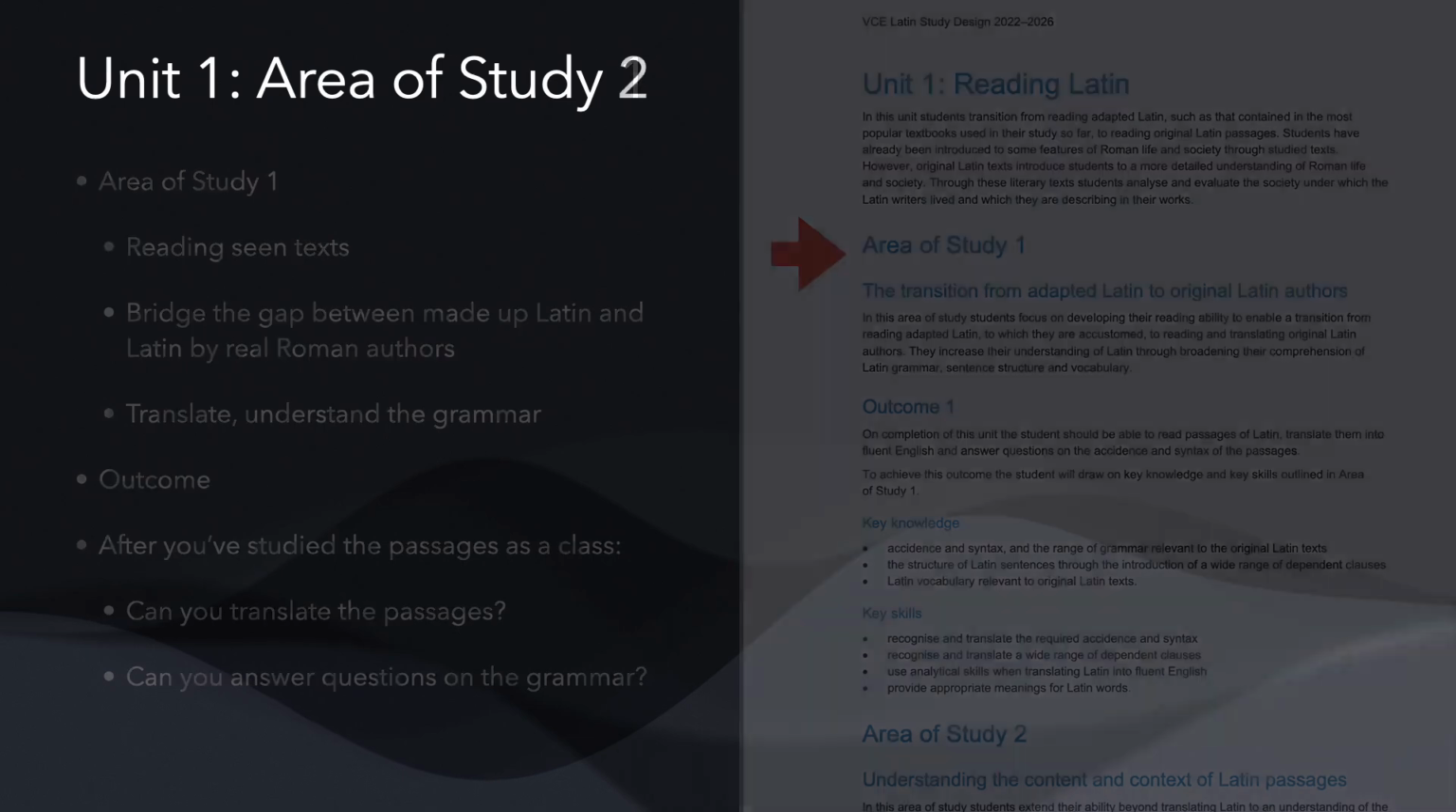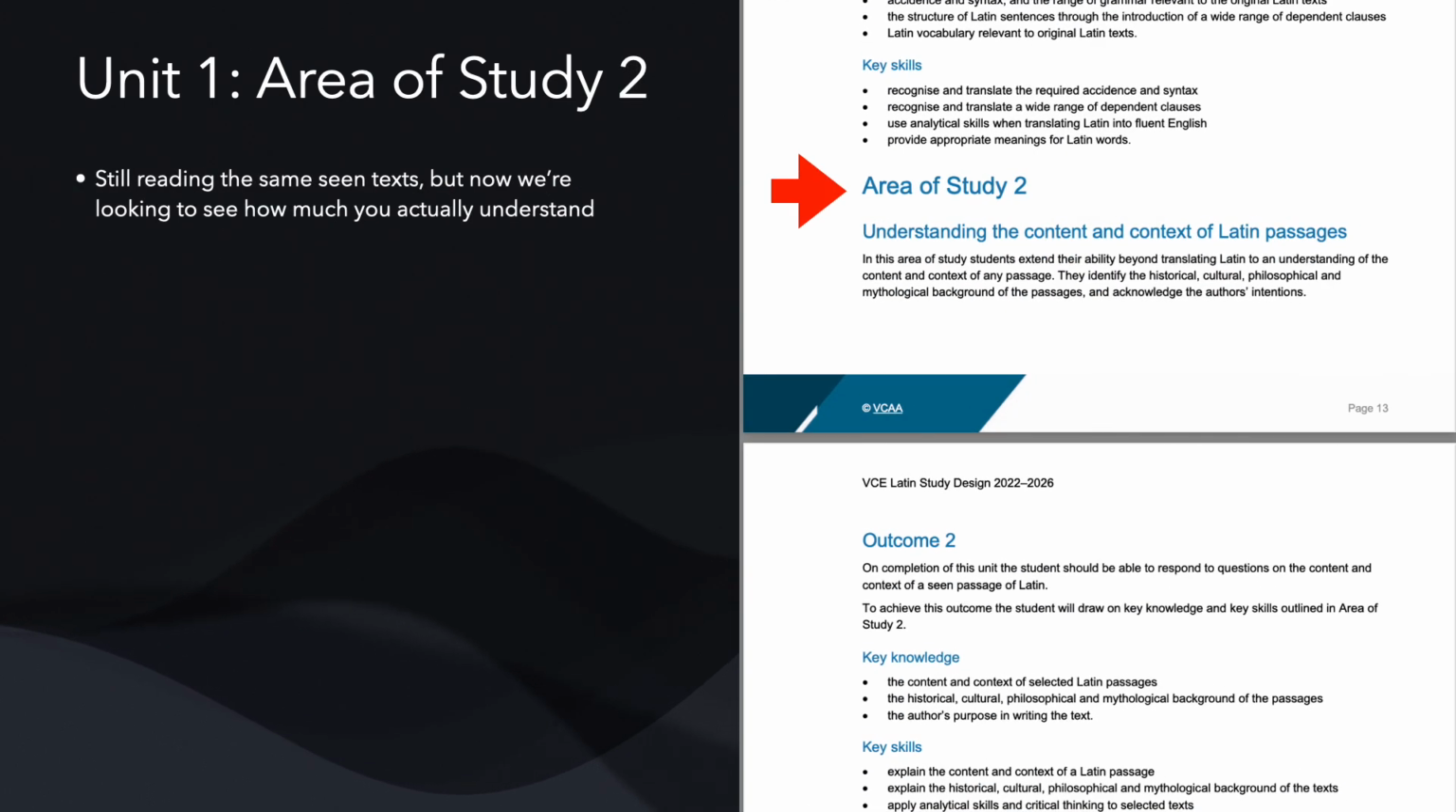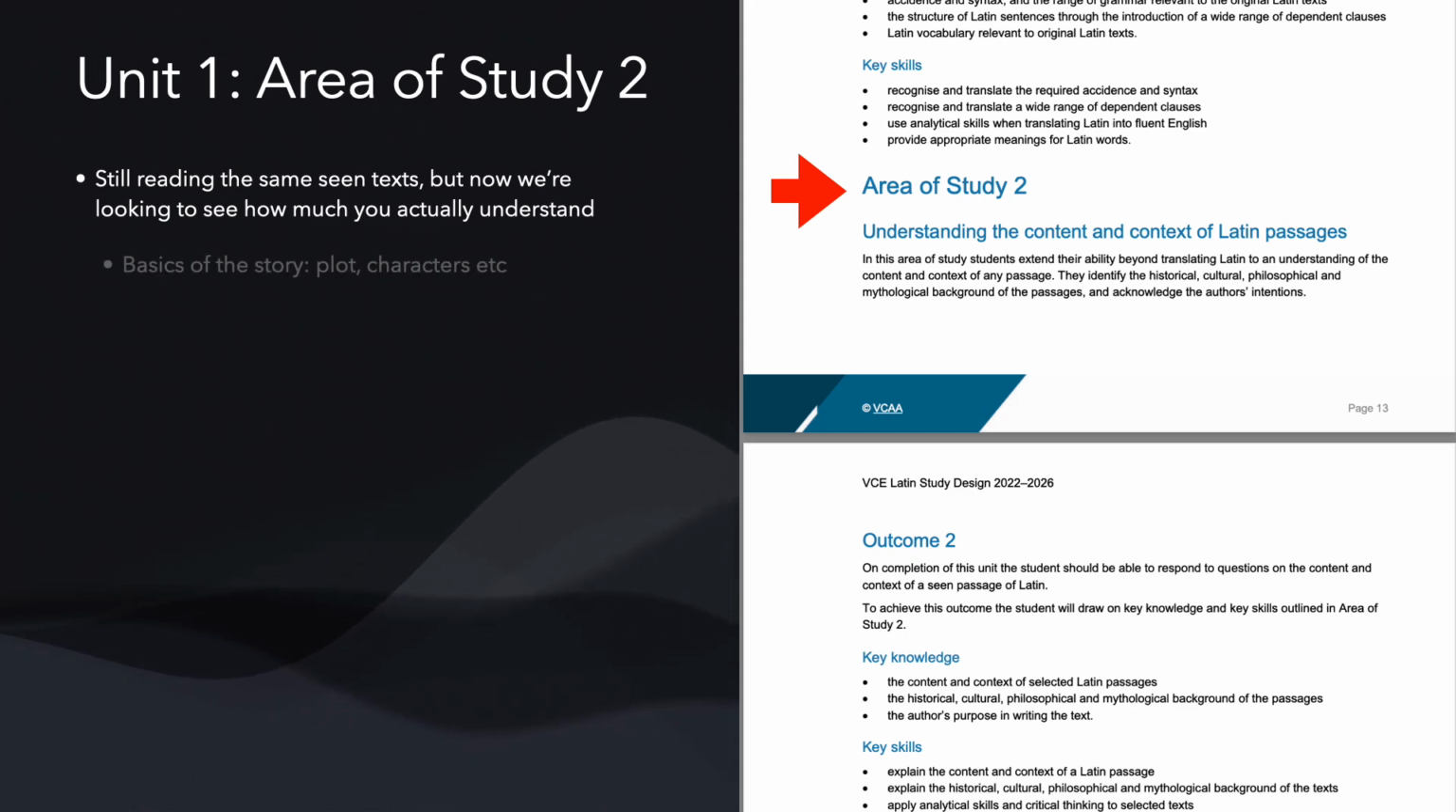We then jump on to Area of Study 2, understanding the content and context of Latin passages. You're probably still reading the same scene text we looked at for Area of Study 1, but now we're looking at it with the idea of how much you really understand. It's drawing the distinction between translation and understanding. Sure, you can translate a sentence, and to do that you need to know the grammar of it, but can you understand what the author's actually saying? That means you really need to have a lot of background knowledge.